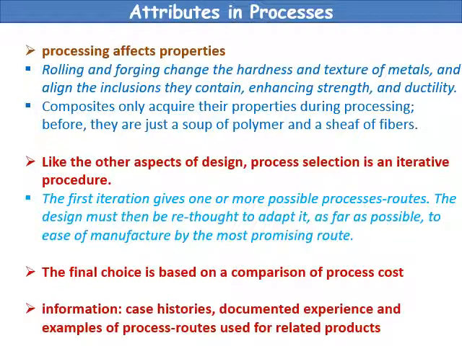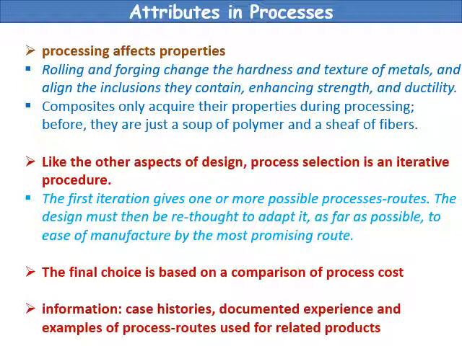Some of the processes will affect the properties of the material itself. Rolling and forging change the hardness and textures of metals and align the inclusions they contain, enhancing strength and ductility. Composites only acquire their properties during processing. Before, they are just a soup of polymer and a sheaf of fibers.